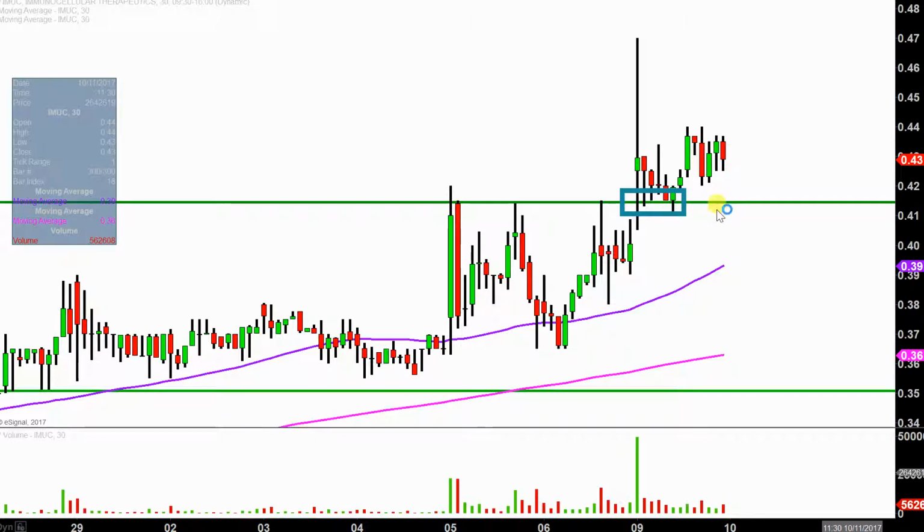Now, don't get me wrong. If the price falls below 41.5 cents, I'm not saying that the entire chart's ruined or anything like that. But yeah, if the price can continue to hold up above there, that would certainly be a huge sign of power.